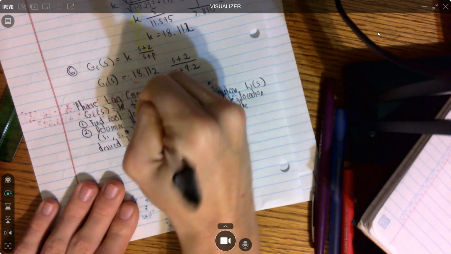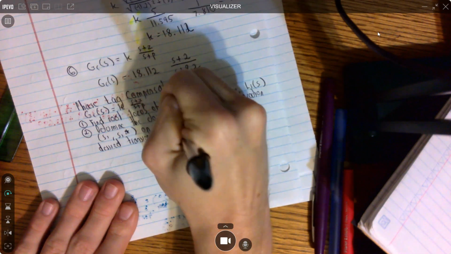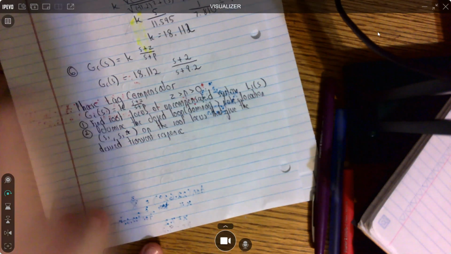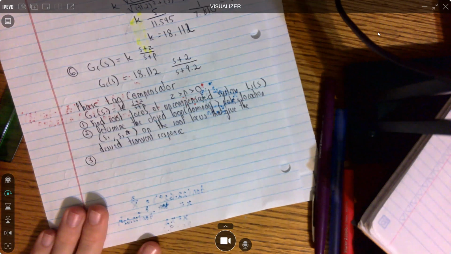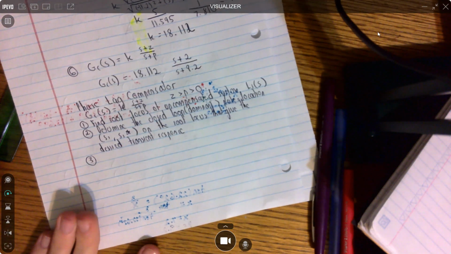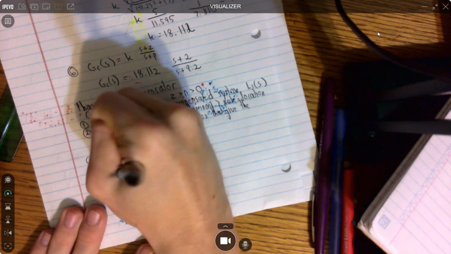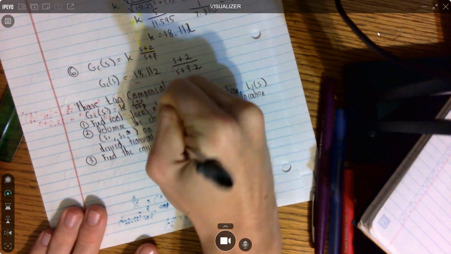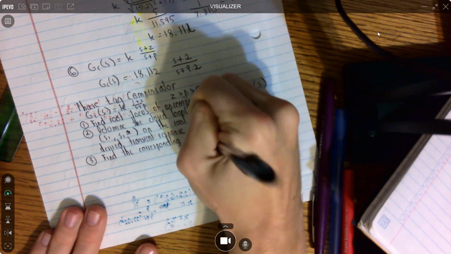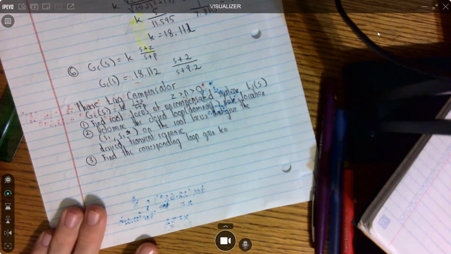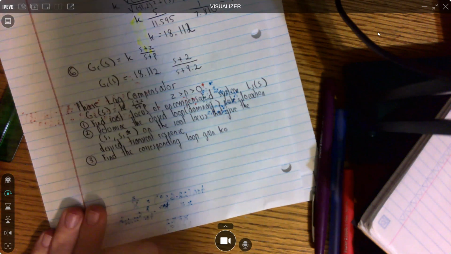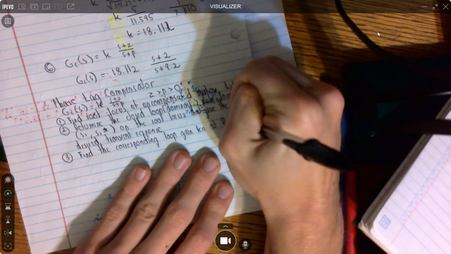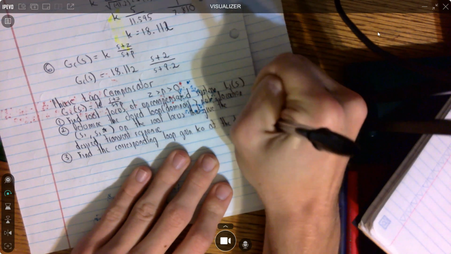And then after that, you need to find the corresponding loop gain, K naught, at the desired poles. MATLAB is going to tell you how much gain you need in order to get to those desired poles. We're going to see that. You call that K naught.